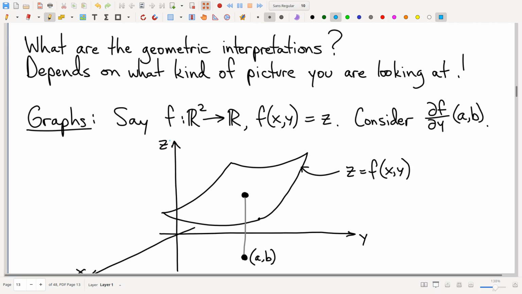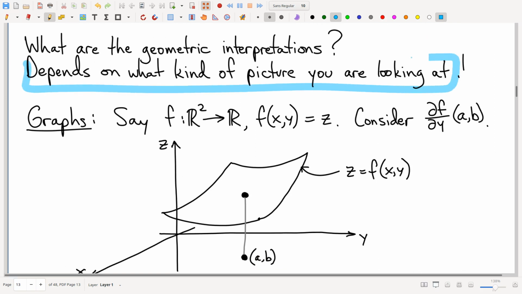Okay. First thing I have to hit, y'all are going to notice this point rearing its ugly head again and again in this course. What it looks like and how you interpret a mathematical object geometrically depends dramatically on what kind of a picture you are talking about. Are we talking about a graph?